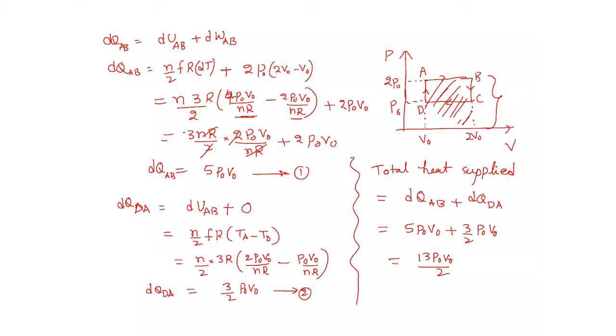Yesterday I clearly explained why I didn't do from B to C and C to D. Because in the processes B to C and C to D, heat is not supplied to the gas. Okay, copy it, children. After copying, tell me. Done?